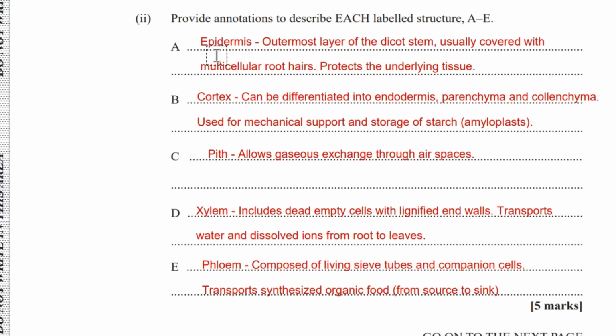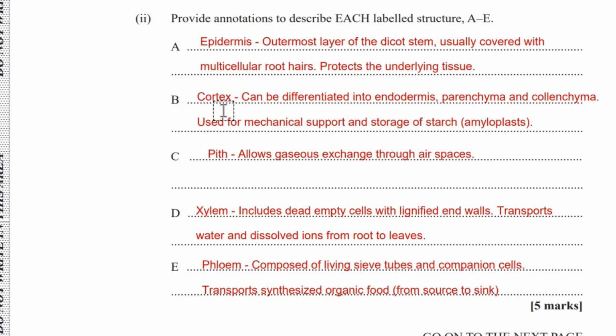So the epidermis, as you see here, is the outermost layer of the dicot stem, and is usually covered with root hairs. Of course, root hairs are used for water absorption, right? And it protects the underlying tissue. This is actually one of the main things that the epidermis does: protection. And yeah, so again, either one could work. I just put the 2 here.